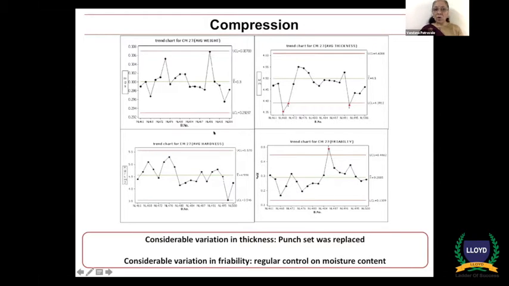So, you have load on the machine. Because of the load on the machine, there is wear and tear of punches, and they could control it once they replaced the punch set. This is a cost which the company has to bear. So once they did it, there was considerable control on variation, both with respect to friability as well as thickness, and therefore other related parameters.